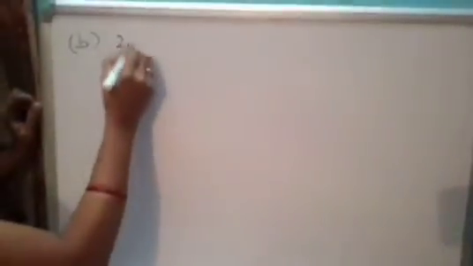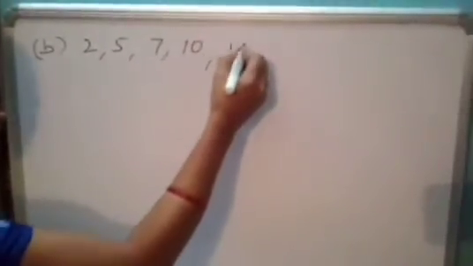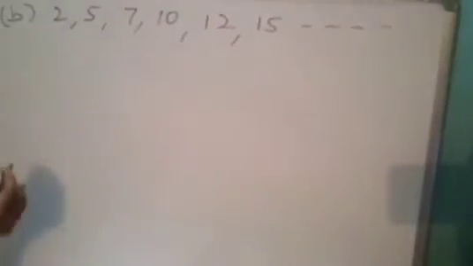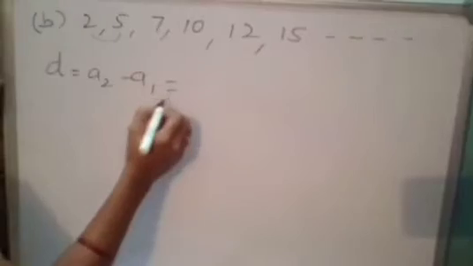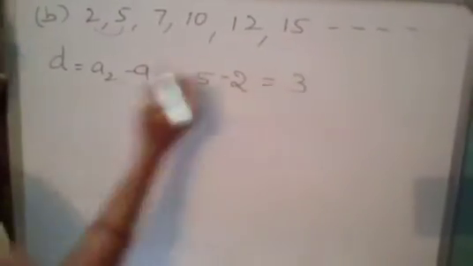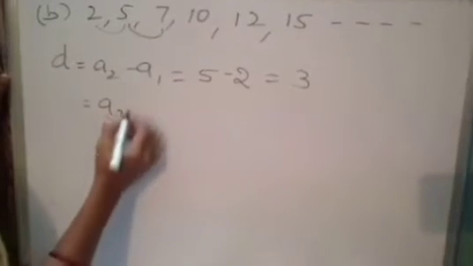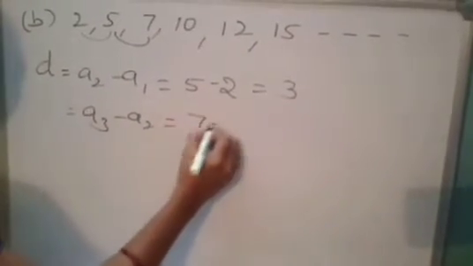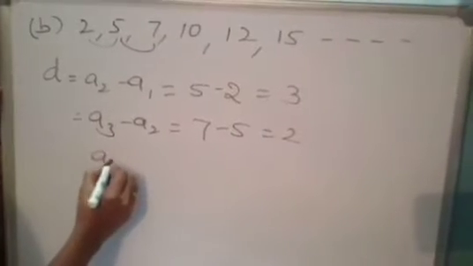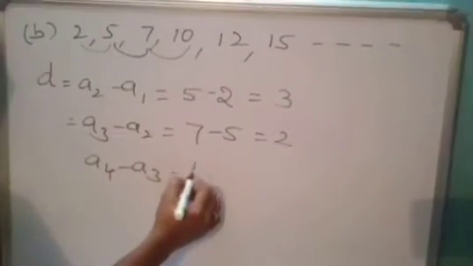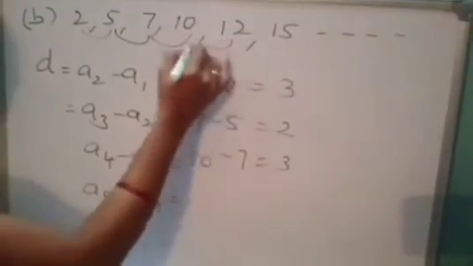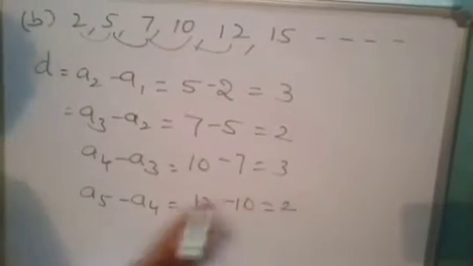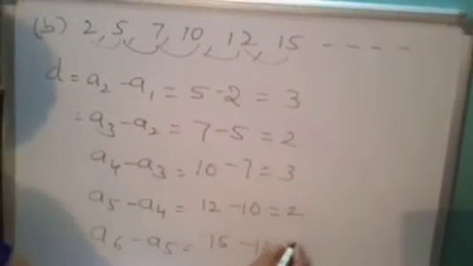Next, 2, 5, 7, 10, 12, 15 and so on. In this, the common difference d equal to a2 minus a1, that is 5 minus 2 equal to 3. Next, a3 minus a2 equal to 7 minus 5 equal to 2. Next, a4 minus a3 equal to 10 minus 7 equal to 3. a5 minus a4 equal to 12 minus 10 equal to 2. a6 minus a5 equal to 15 minus 12 equal to 3.